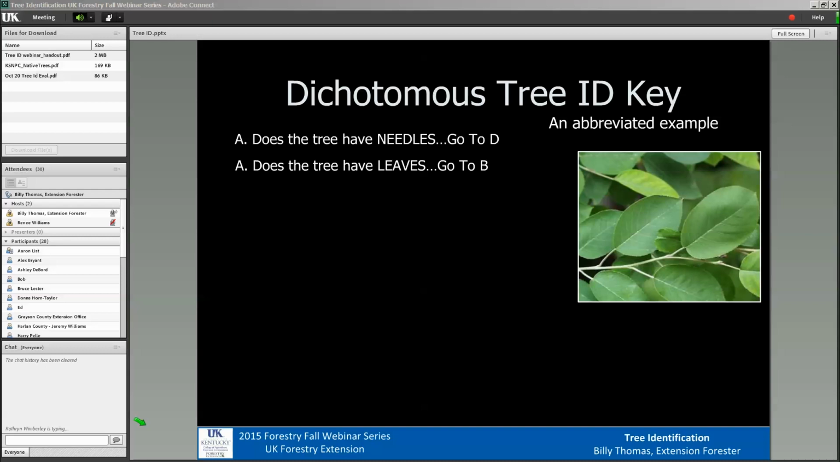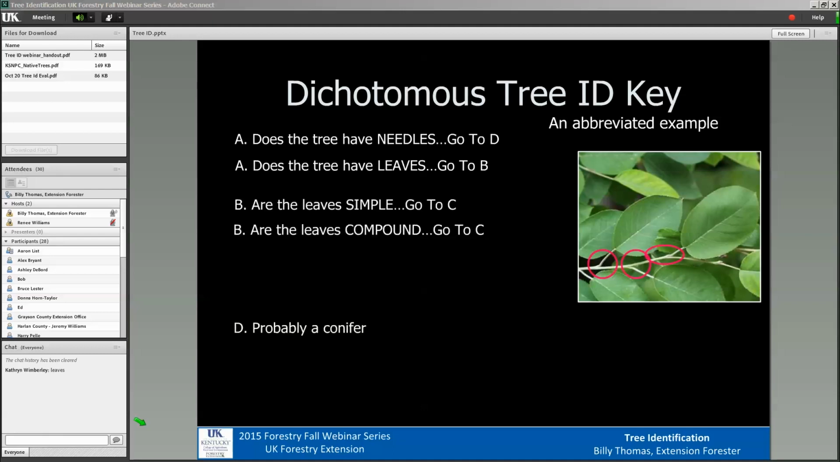So your first question will be presented with: does it have needles or leaves? And you'll make an answer, and you're going to say, I think it has leaves, hopefully. And then it'll say, go to B. And then it'll give us two more options. Notice that if it was needles, it would have told us it's probably a conifer, and they would have been right.